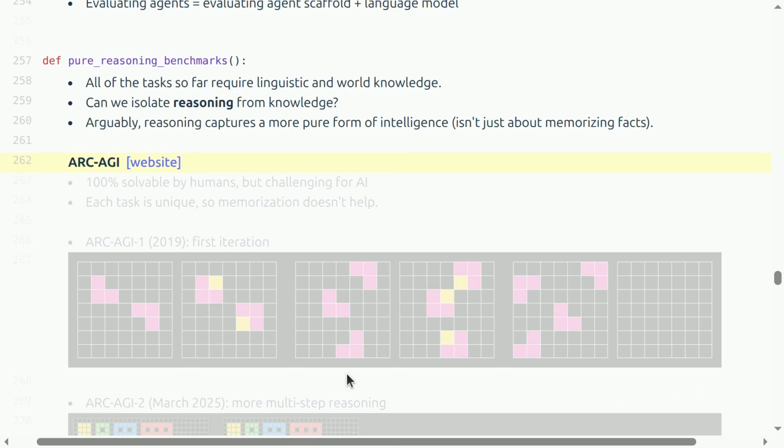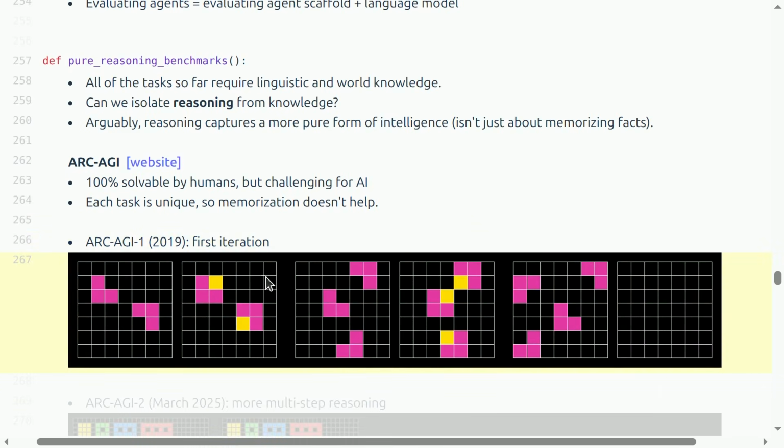So there was this project, ArcAGI, which started back in 2019, where the goal was exactly this. The task was meant to be 100% solvable by humans, but challenging for AIs. And every task is sort of a special snowflake, or that's the intent. So memorizing a bunch of facts or solving previous problems shouldn't really help you that much. If you're remembering your LLM history, 2019 was pre-LLM. I mean, this was the GPT-2 era.